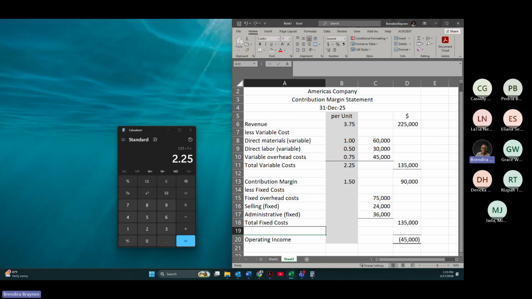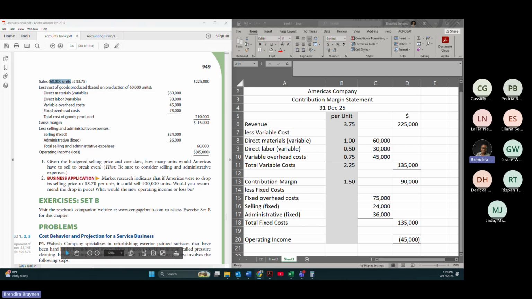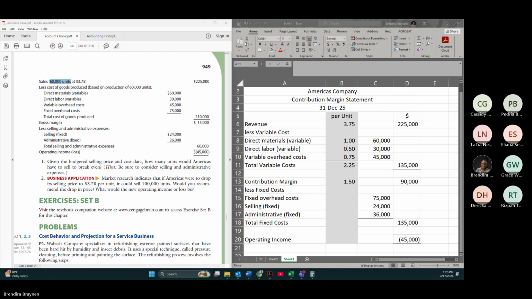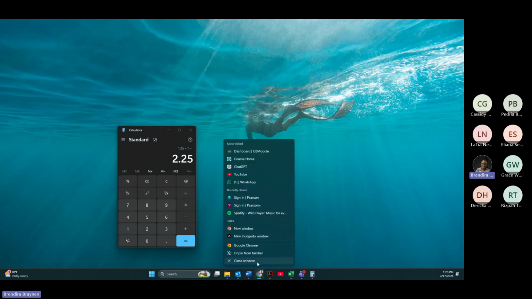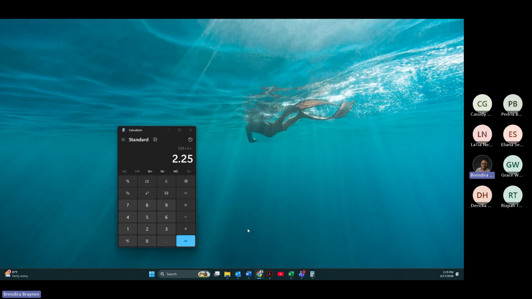I had, oh, trying to find, I don't know where my window is. New window. Oh, it's over here. Okay, it's over here.